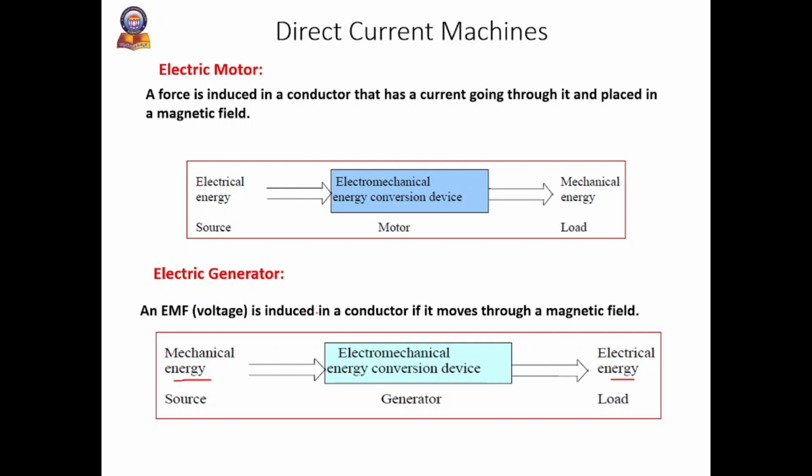The machines which work with alternating supply are called AC machines, and the machines which work with electrical energy of direct type are called DC machines.